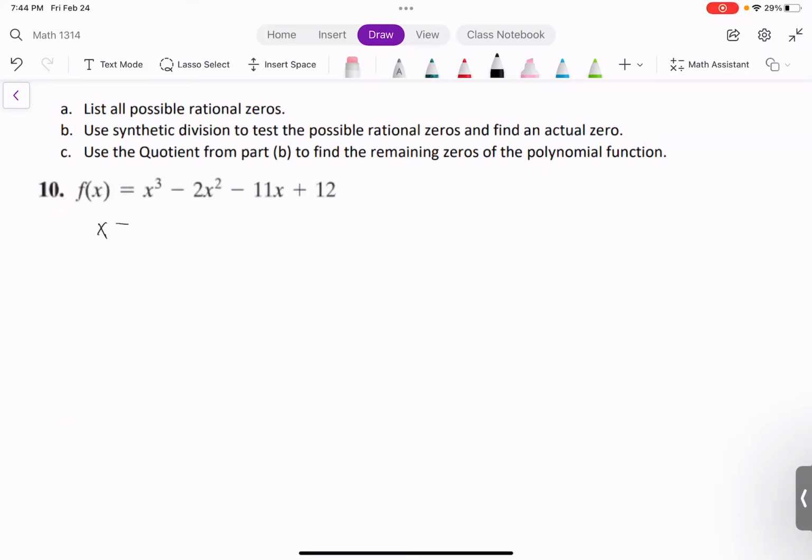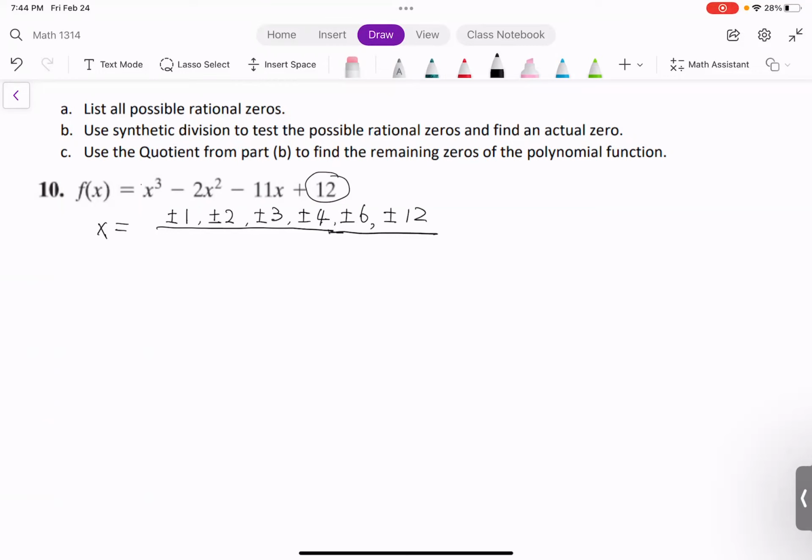The x equals p over q, with p on the top. Find the factors of 12. They are positive or negative 1, positive or negative 2, positive or negative 3, positive or negative 4, positive or negative 6, positive or negative 12. Oh, we have a lot of factors of 12.